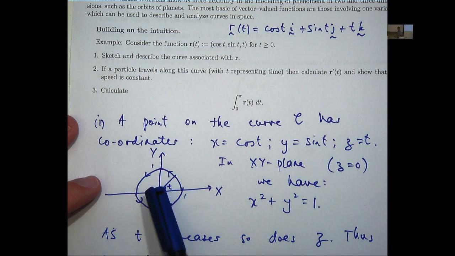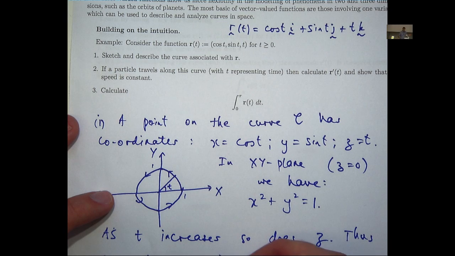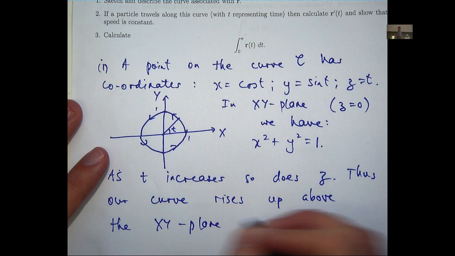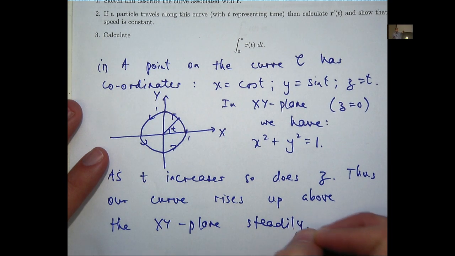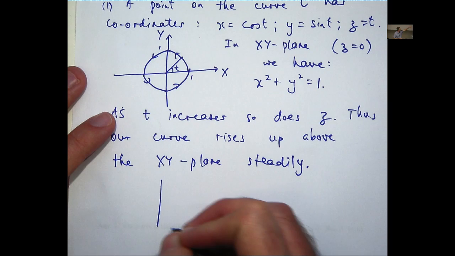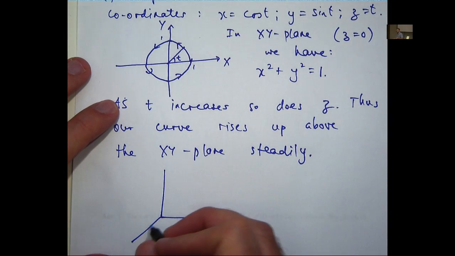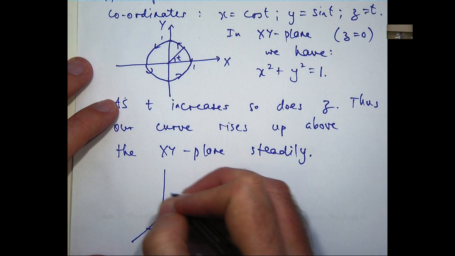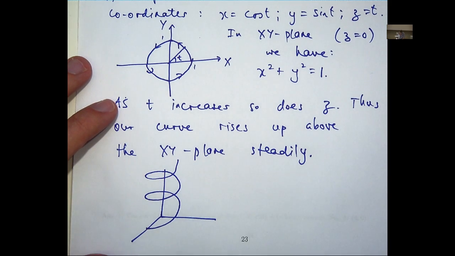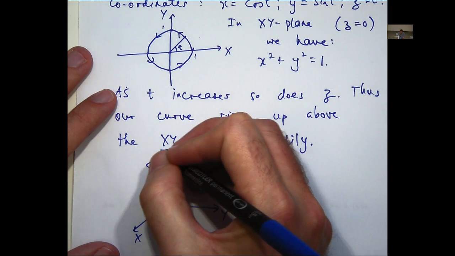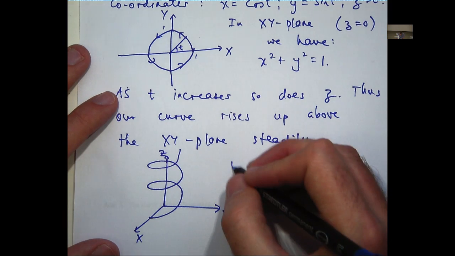So our curve's rotating, but rises up above the xy plane steadily. So when you put these two bits of data together, what we get is what's known as a helix. We're starting here at 1, and we're rotating and rising at the same time. So what happens is we get a sort of spring or a coil that's wrapped around the positive z-axis.